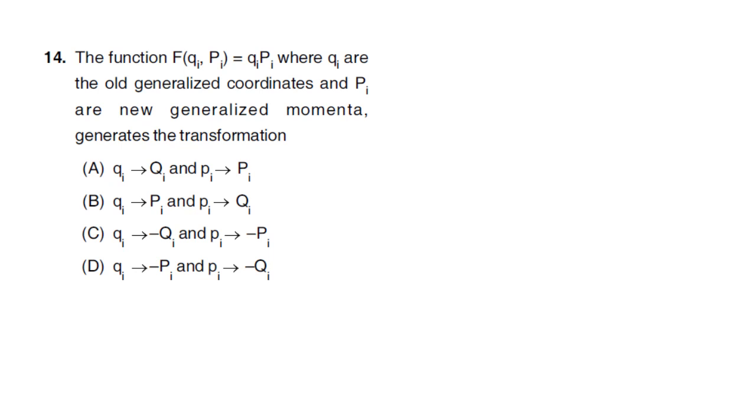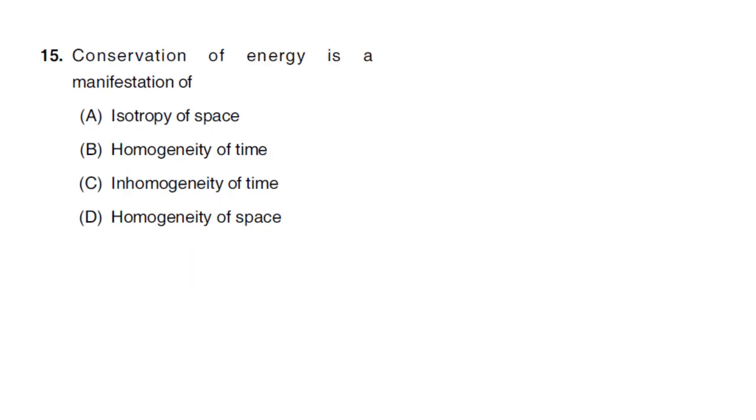The function f of qi capital Pi is equal to qi capital Pi, where qi are the old generalized coordinates and Pi are new generalized momenta. Then it generates the transformation. So here qi are old and capital Pi are new. That means qi transforms to capital Qi and Pi transforms to capital Pi. Option A is correct.